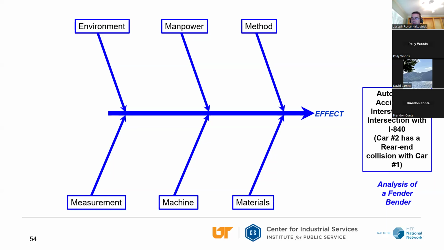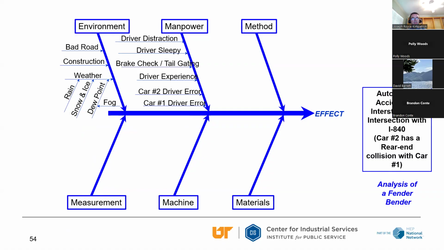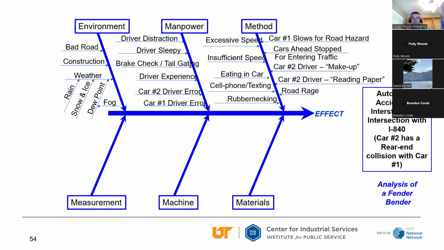And there's always rear end accidents when the sun goes down on a sunny day in Knoxville on I-40. But here's some examples of what environment might be: the rain, the weather, the fog, the construction, the bad road. Manpower could be drivers distracted, drivers sleepy, or the driver made an error. The method could be insufficient speed or too fast, or, I've seen people doing wild things in cars, from eating to changing clothes to putting on makeup to reading the paper, to all kinds of things. But yeah, that distracts drivers.